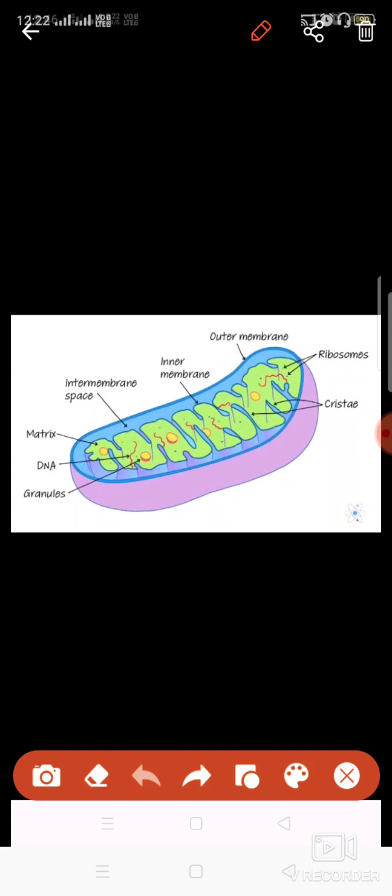And the mitochondria has inner membrane also. You can see this one, inner membrane. This inner membrane basically has some foldings, some finger like foldings. You can see these finger like foldings. Okay, these finger like foldings are known as cristae. These cristae are the structures which are helpful in cellular respiration.